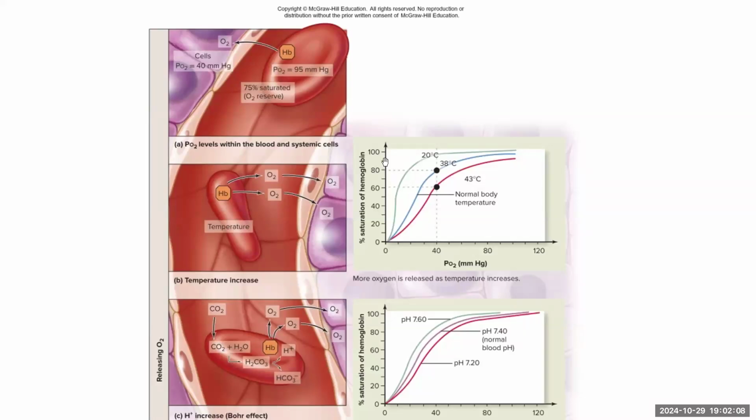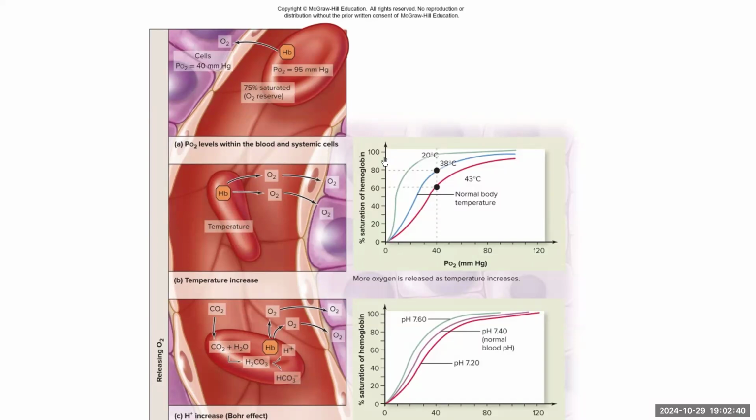And so we get what's called that right shift. You'll notice, at our partial pressure here, we'll get a lower saturation of oxygen because it's popping off easier. And then conversely, in colder temperatures, at 40 millimeters of mercury, it takes a lot more for oxygen to pop off because the hemoglobin is going to hold on to it a little bit longer.